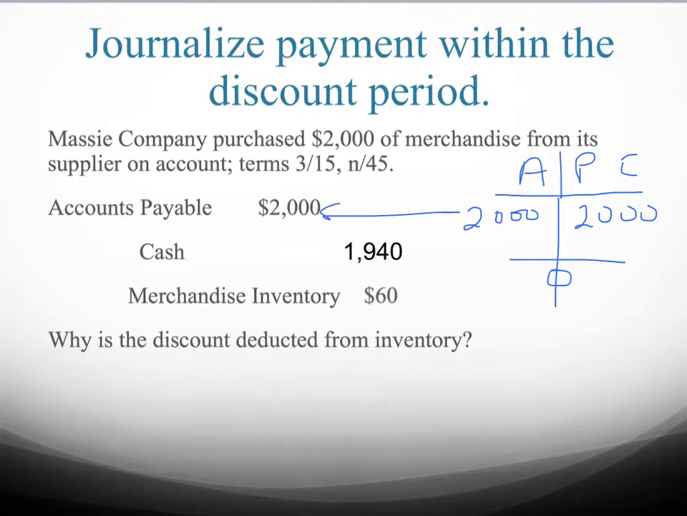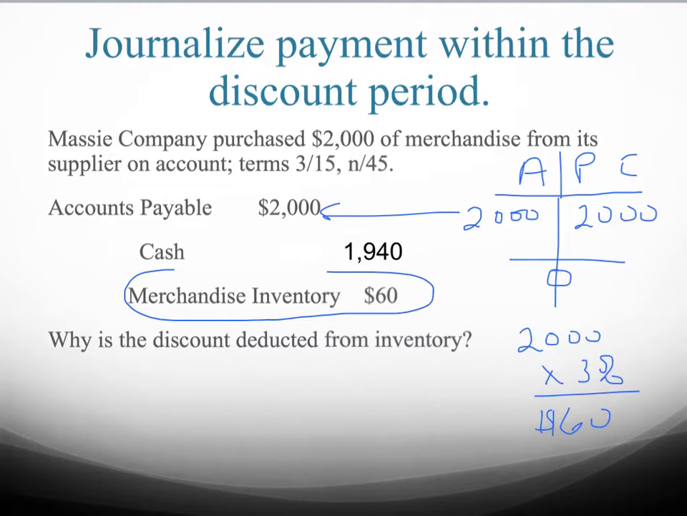How did we get that? Well, that was the $2,000 times 3% to give us $60 discount. So our cash becomes $1,940. Notice here, I am crediting merchandise inventory for $60.